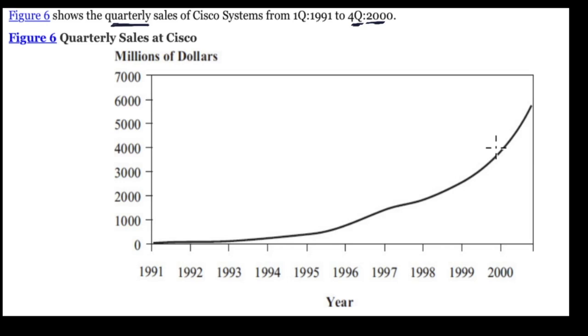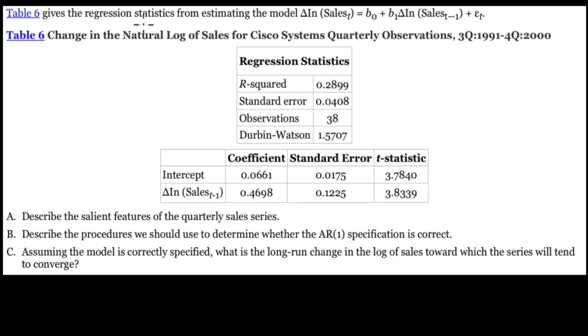Let's look at the second part of question 14 to see where we go from here. All right, so table 6 gives the regression statistics from estimating the model, and we are using the log of sales, which we thought we would because we did have an exponential trend.